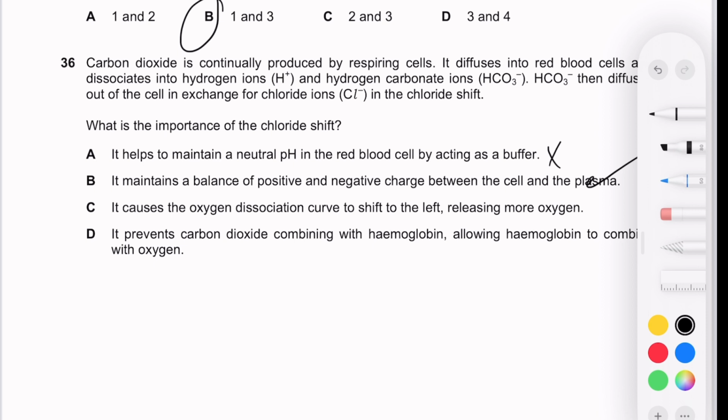It causes the oxygen saturation curve to shift to the left. It does not have any effect on the oxygen saturation curve. It prevents carbon dioxide combining with hemoglobin, allowing hemoglobin to combine with oxygen. No, it does not. So I think it's B.